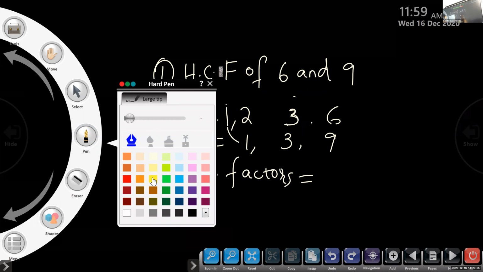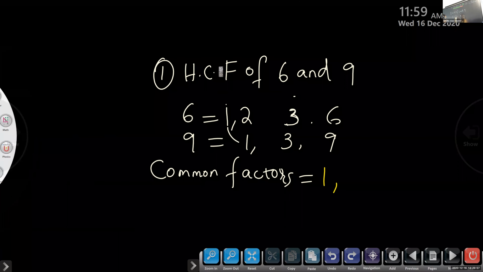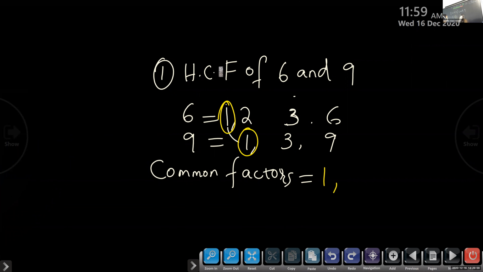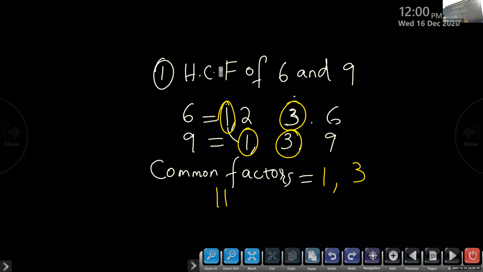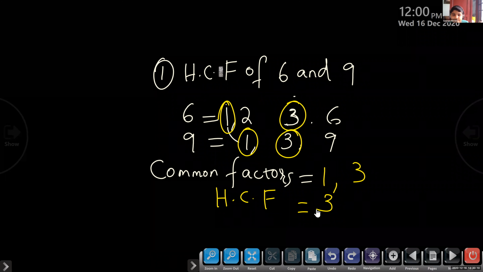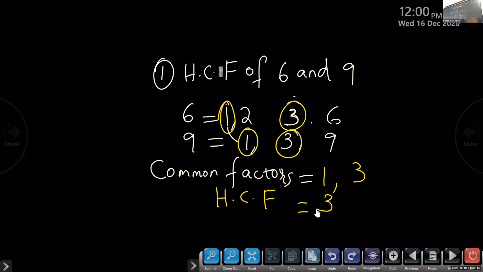So here we have the common factors 1 and 3. Circle the common factors 1 and 3. Then which is the highest common factor? 3. Okay. So children, did you get the answer? All of you? Yes, ma'am.